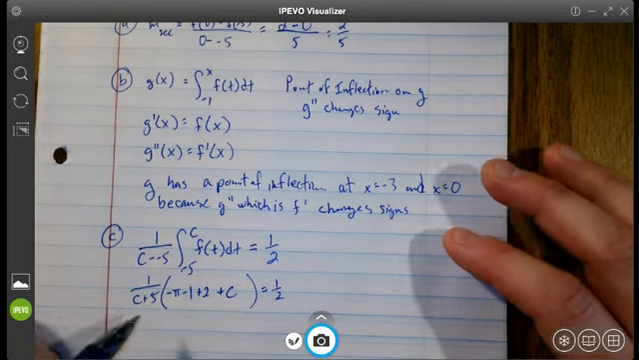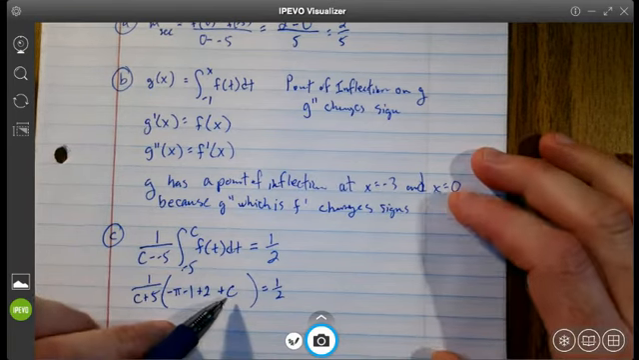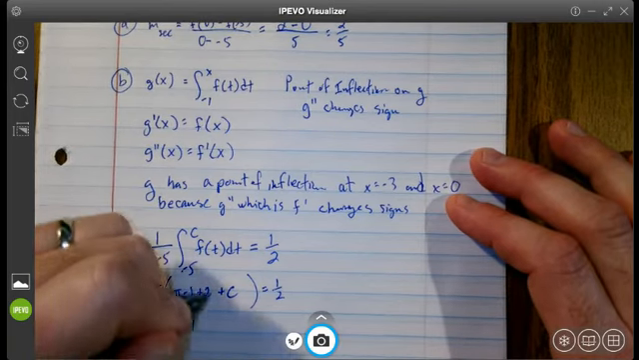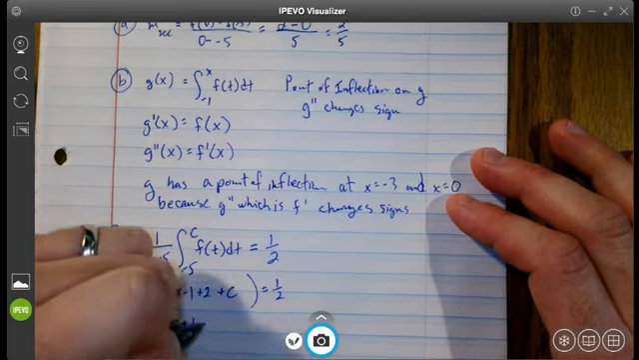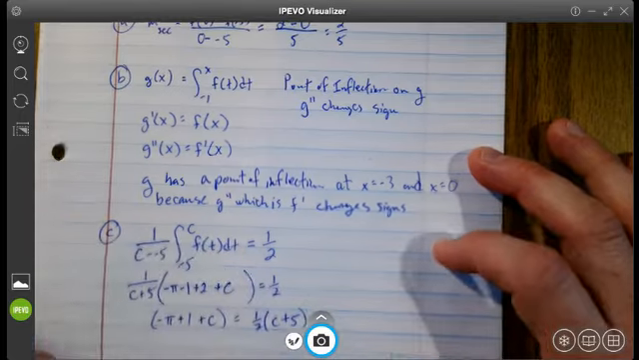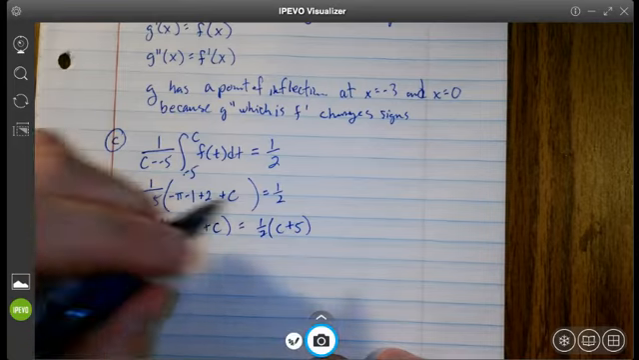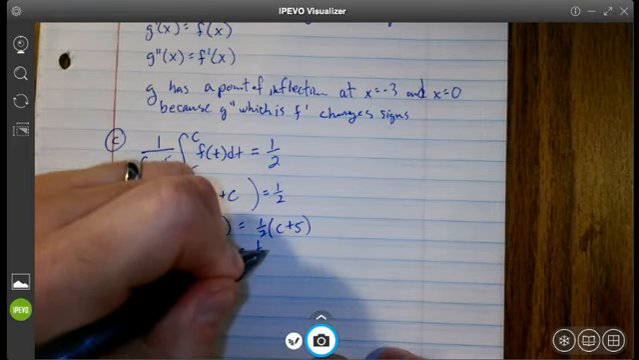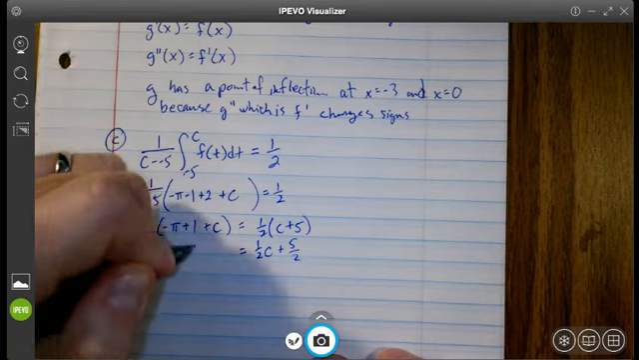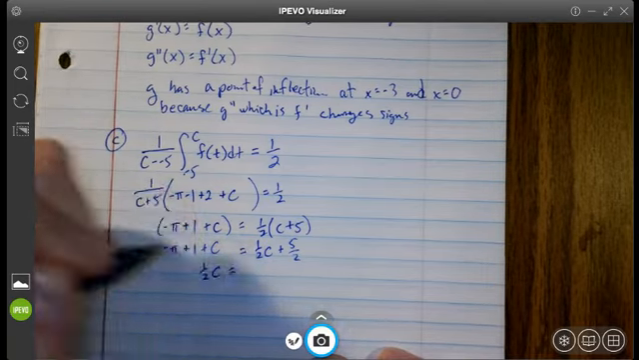All right, so now I do need to do this work because, yes, it's just algebra, but I do not have c by itself. So I'm going to multiply both sides by c plus 5. So I have negative pi minus 1 plus 2. I guess I could combine those to get plus 1. All right, and then plus c, and then equals half of c plus 5. All right, and so now I'm going to distribute the 1/2. So I have half of c plus 5/2. All right, and then I've got negative pi plus 1 plus c. So now I'm going to subtract 1/2 of c. So I'm going to get half of c equals 5/2.